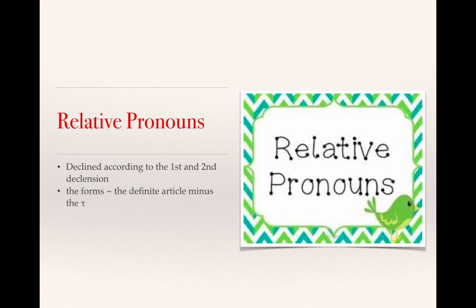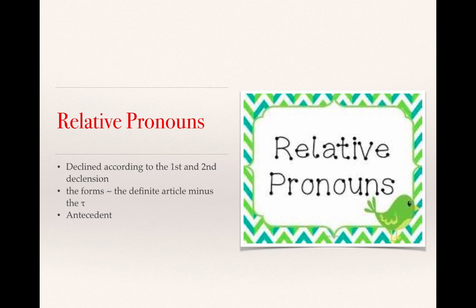The forms of the relative pronouns are broadly similar to the definite article, minus the tau in all of the forms but the nominative case, right? So if you've got that definite article chart in your head, recognizing relative pronouns will not be that difficult, as long as you understand that tau might drop off, that first tau might drop off.